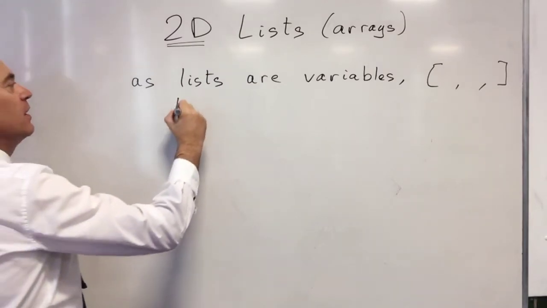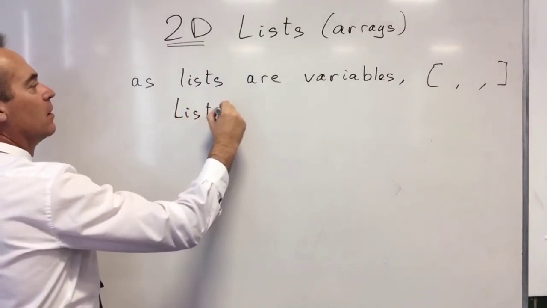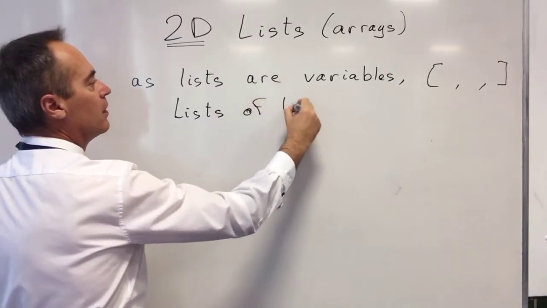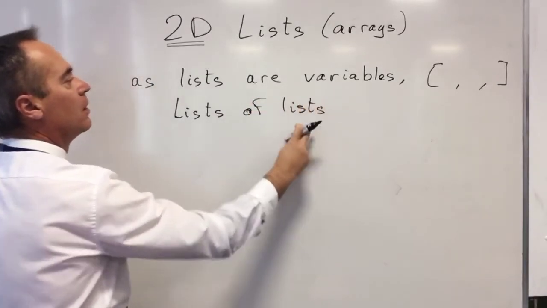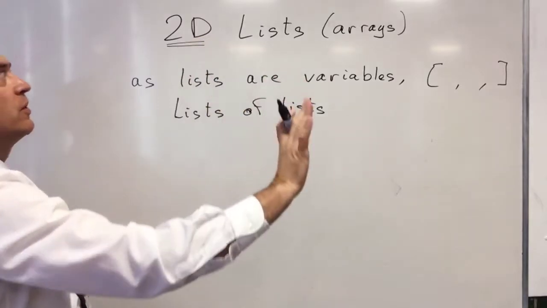So we're having lists of lists. And that gives us our 2D array.